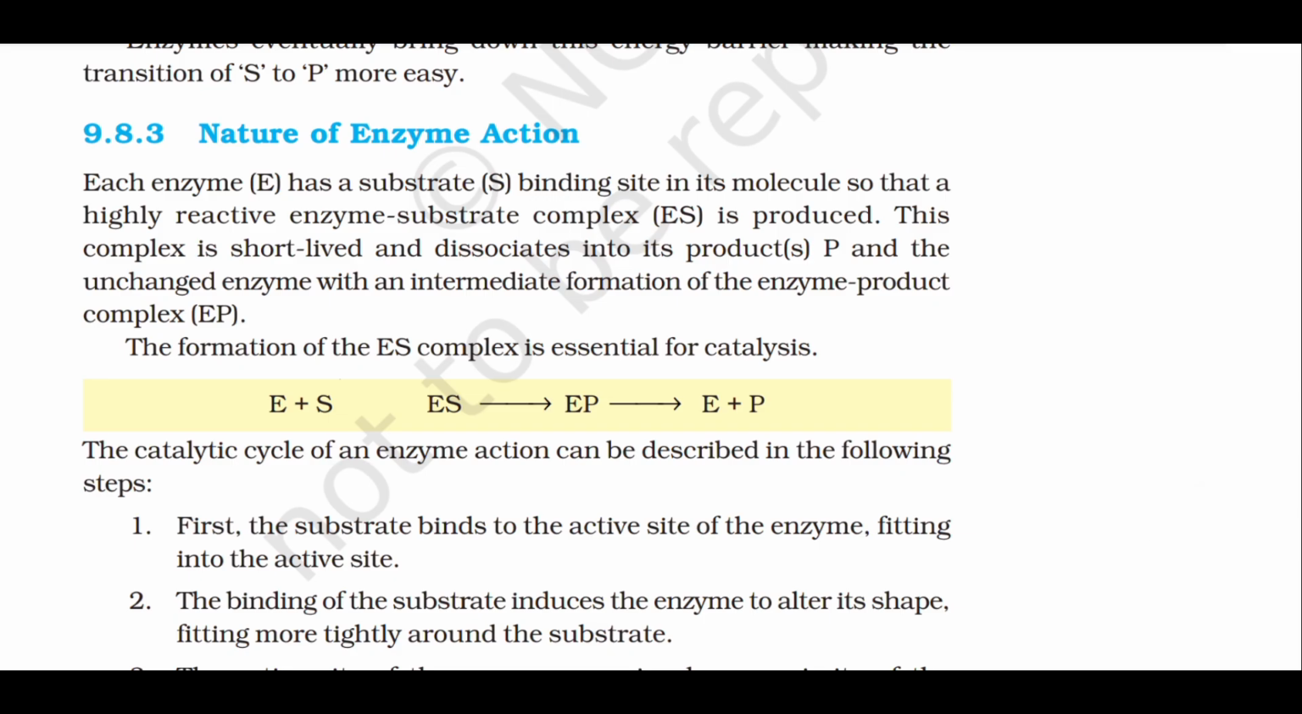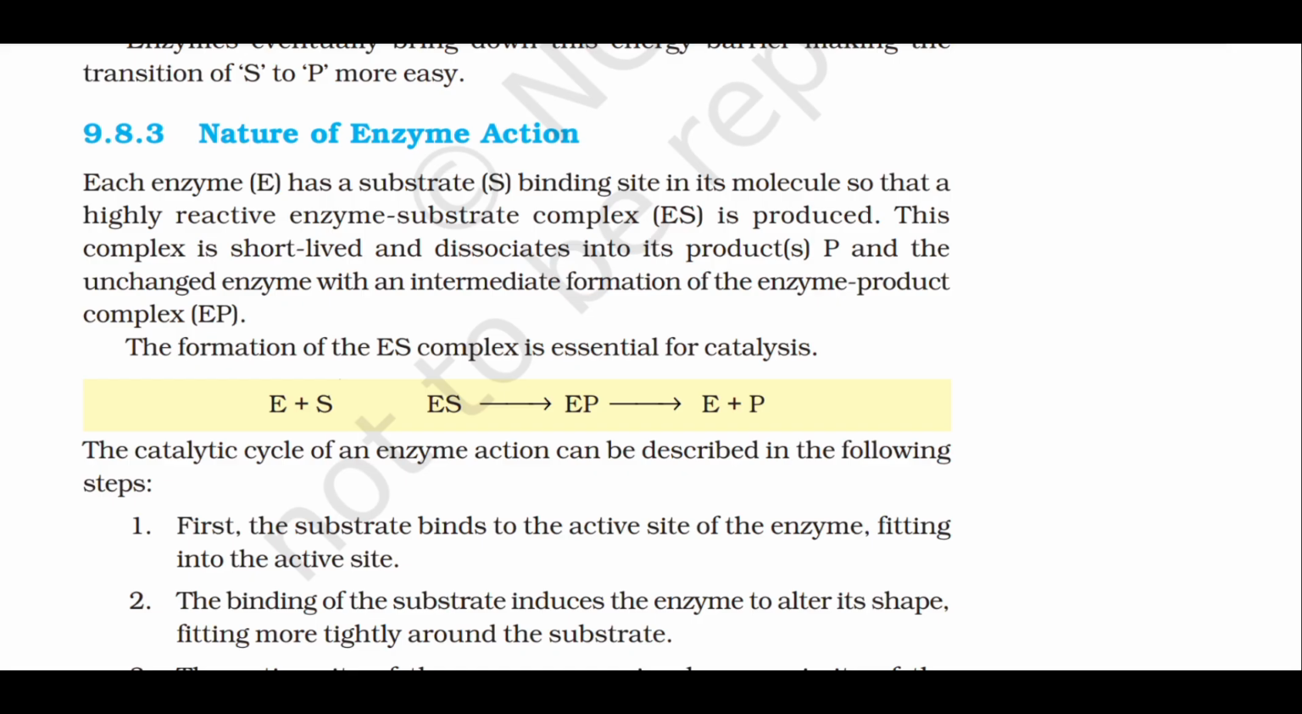9.8.3 Nature of enzymes. Each enzyme has a substrate binding site in its molecule so that a highly reactive enzyme substrate complex is produced. This complex is short-lived and dissociates into its products P and the unchanged enzyme with an intermediate formation of the enzyme product complex. The formation of the enzyme substrate complex is essential for catalysis.